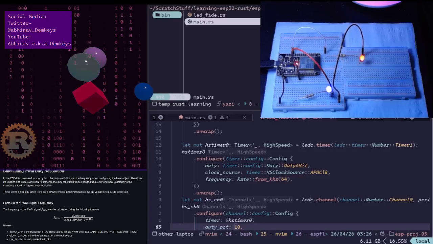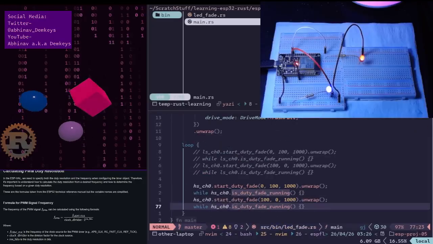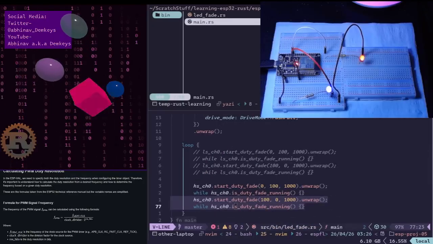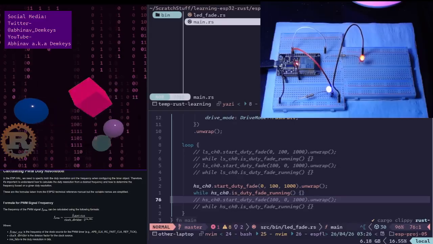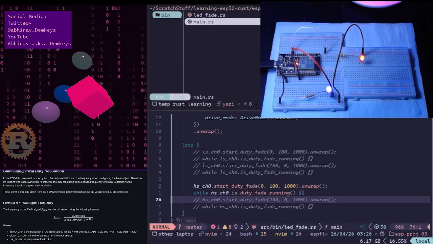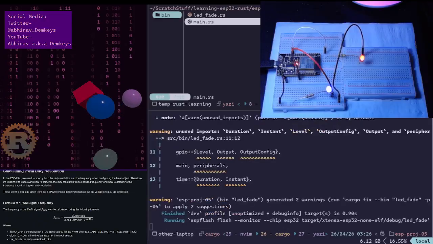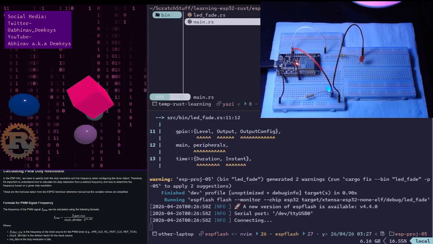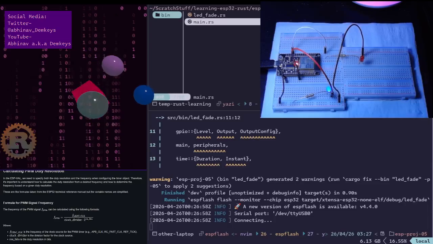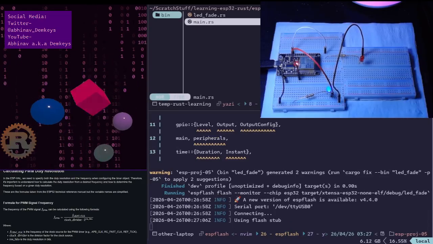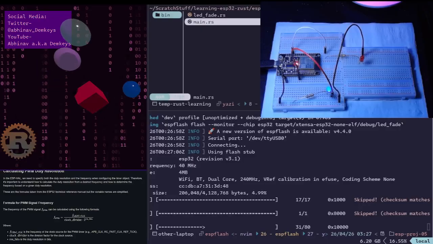Then we come over here. For now, for the sake of simplicity, I'm going to disable or comment out this code and come here and re-upload this code. Okay, so we're only going to get a fading on effect, and then I guess it just goes off and fades back on again. Hold on.